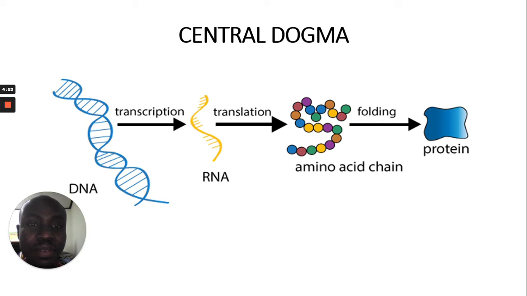Proteins are made from amino acids, which are made from RNA, but the RNA is also made from DNA, and we call this process the central dogma.